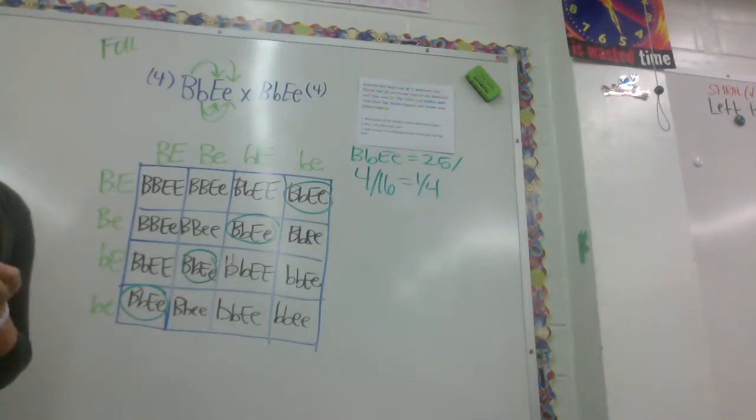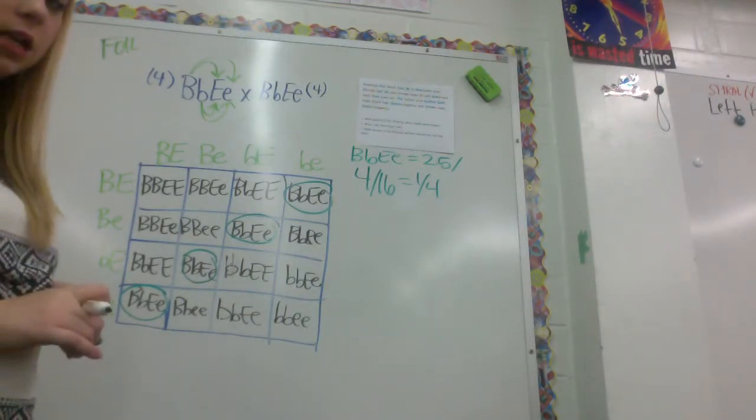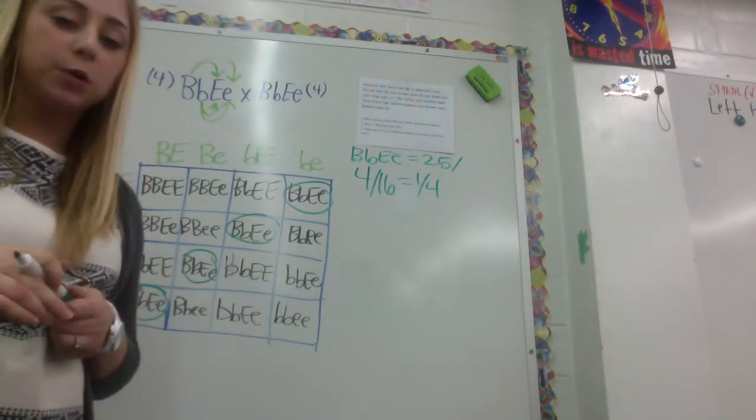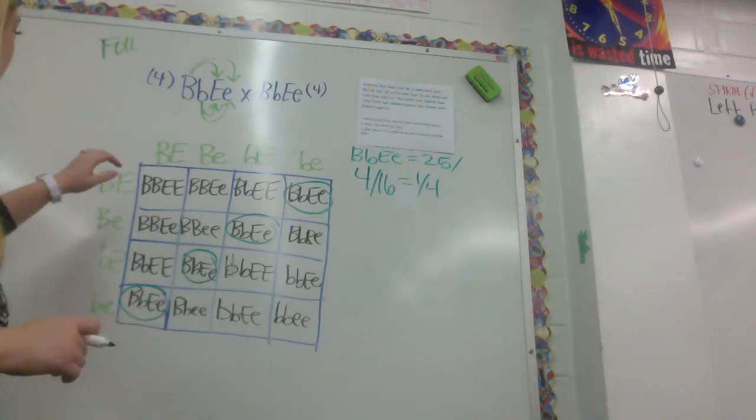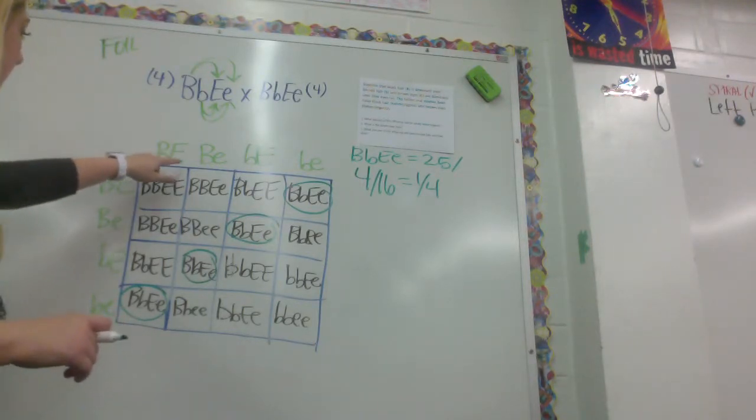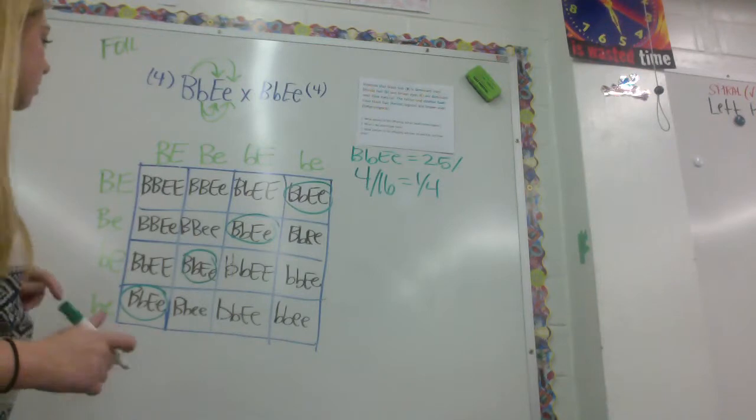All right, now it wants to know what the phenotypic ratio is going to be. Phenotypic is the things that we can observe, so what we can see. So we can see that they have black hair and brown eyes.